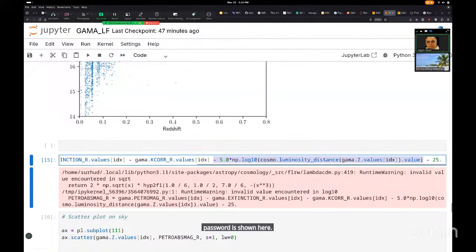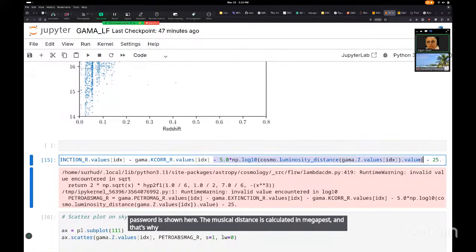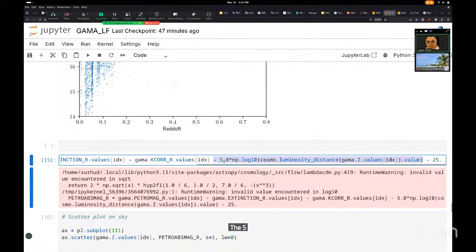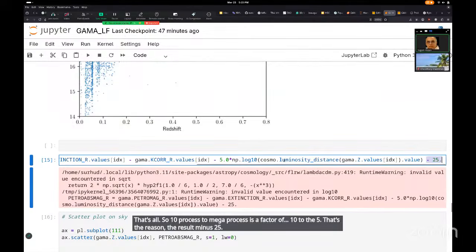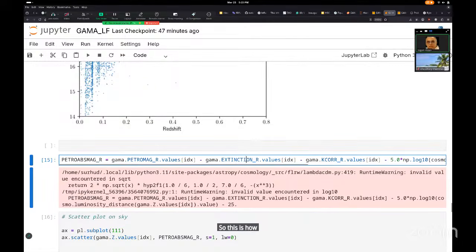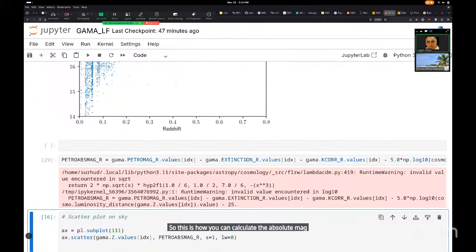The luminosity distance is calculated in megaparsecs, and that's why we want a factor of 10 parsecs to megaparsecs. So that is a factor of 5. 5 times 5 gives 25, so that's why there is an extra minus 25. That's all. So 10 parsecs to megaparsecs is a factor of 10 to the 5, so that's the reason there is a minus 25. So this is how you can calculate the absolute magnitude of a galaxy.